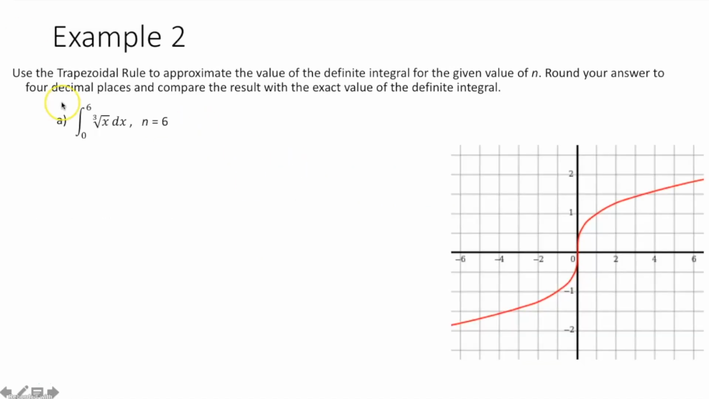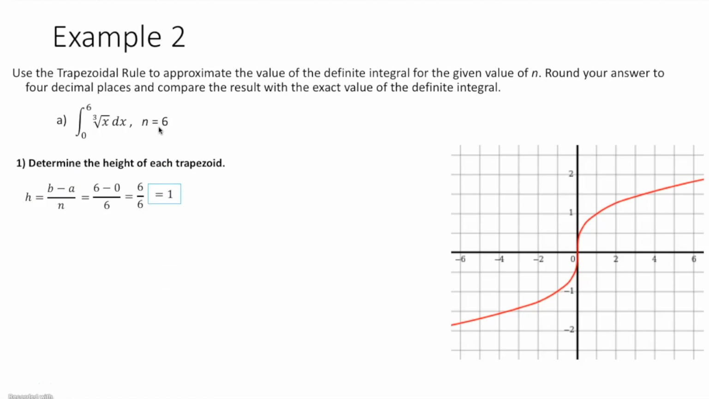Example 2, we're doing the same thing. Again, start by finding the height of each trapezoid. The height of the trapezoid is the same thing as delta x, which is b minus a over n. So your upper limit of integration minus your lower limit of integration all over the number of subintervals, 6. So we get 6 minus 0 over 6, which is 6 over 6, which is 1. So the length of each subinterval is equal to 1. That is going to also be the height of each trapezoid.